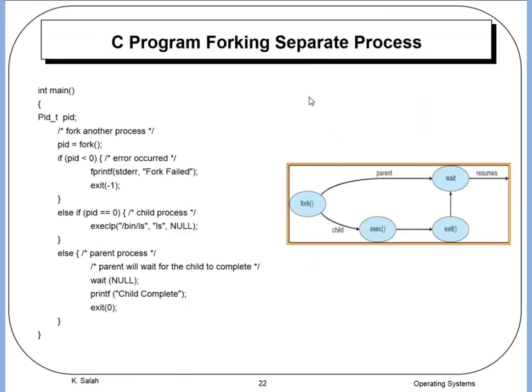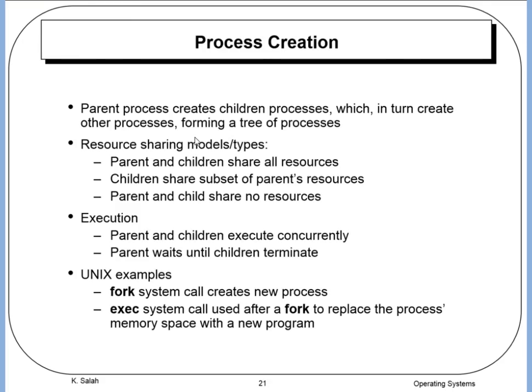Okay, let's go back to talk about what happens when a process creates another process. There is some sharing of resources between the parent and the children. So we said that a process would have a code segment, a data segment, and a stack segment. And depending on the way that we create a child, we can share all of these with the process.